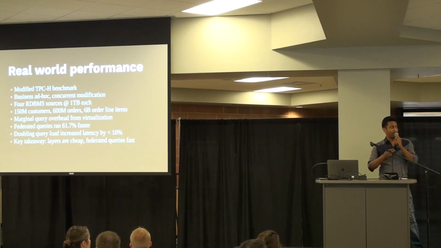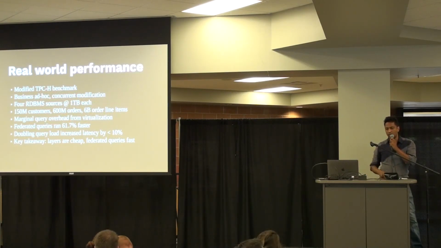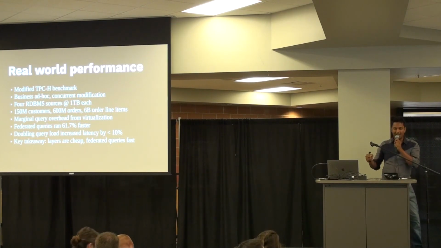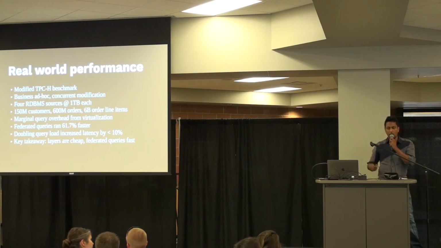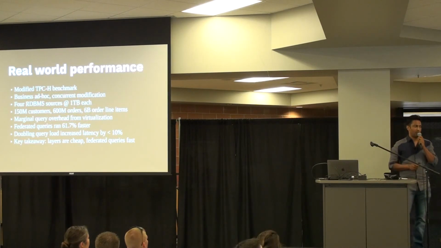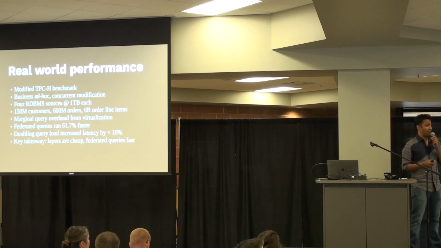Quick review, it's just real world data. They had 4 different databases, so 4 federated sources, a terabyte of data in each one of them, and real world loads, like 150 million customers, 6 billion order line items. And what they found were 2 things really important. So I want you to look towards the bottom. I know it's a ton of bullet points, but towards the bottom. So there's almost no query overhead for virtualization. Actually, if you read the paper, the overhead is negative. So it's actually faster with virtualization.